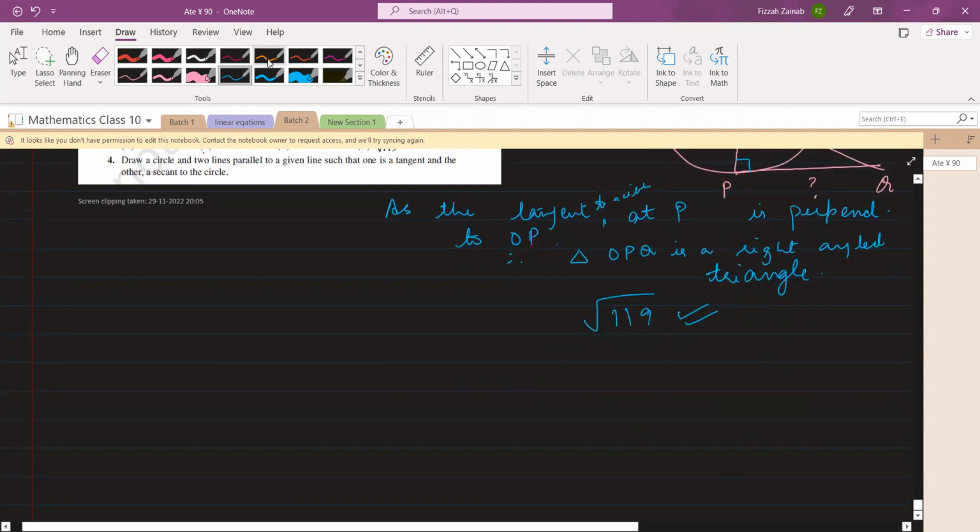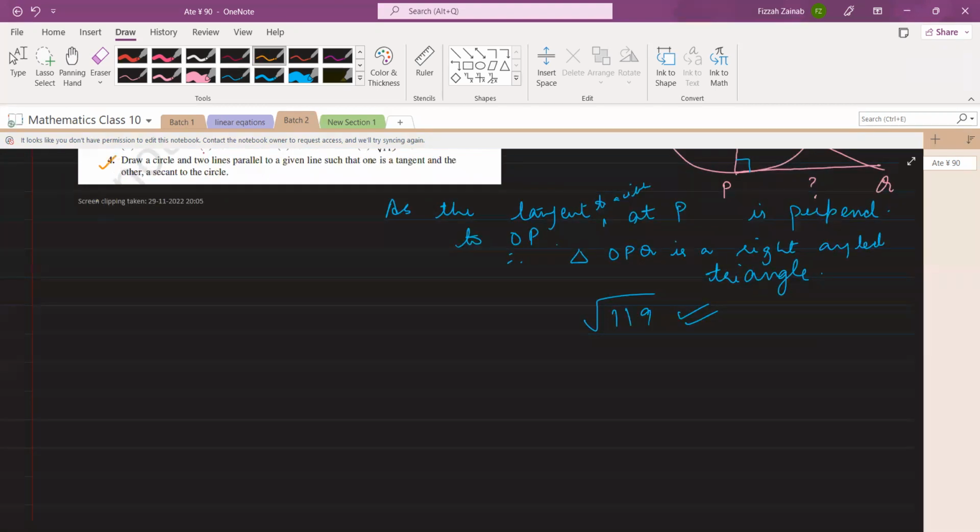Now, fourth question, you can see. Draw a circle and two lines parallel to a given line. Let's say this is the given line, let me call it AB. To this given line, you have to draw two parallel lines and a circle, such that one is a tangent and the other is a secant to the circle.